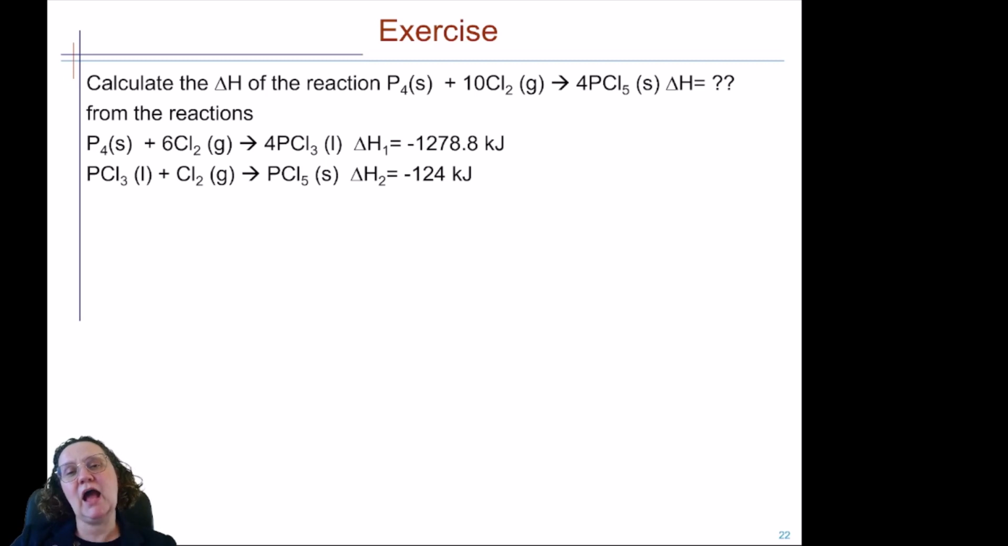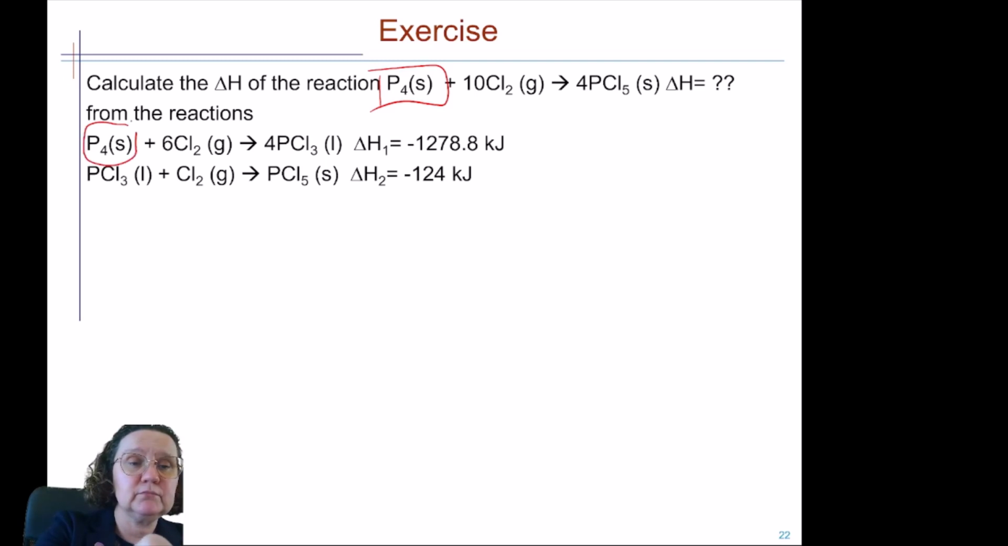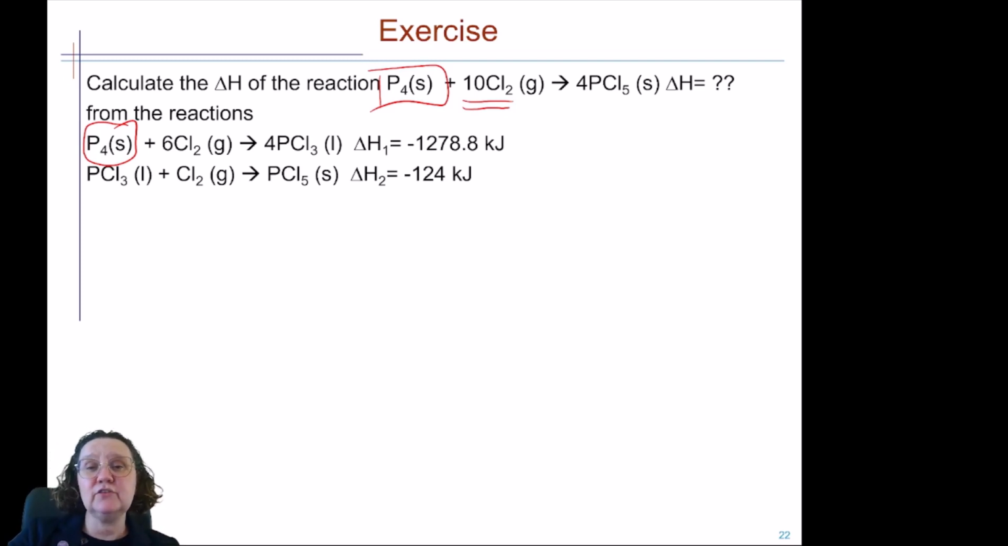Let's have a look and see how we would tackle this exercise. The first thing I'm going to identify is where my reagents and my products are in the reactions I've been given, and if they're in the right quantity. So phosphorus in solid state, P4, I have it in the first equation, and it's in the right state, and it's in the right quantity, 1 mole. Then I tackle the chlorine. I need 10 moles of chlorine, and it's a reagent and in gas form.